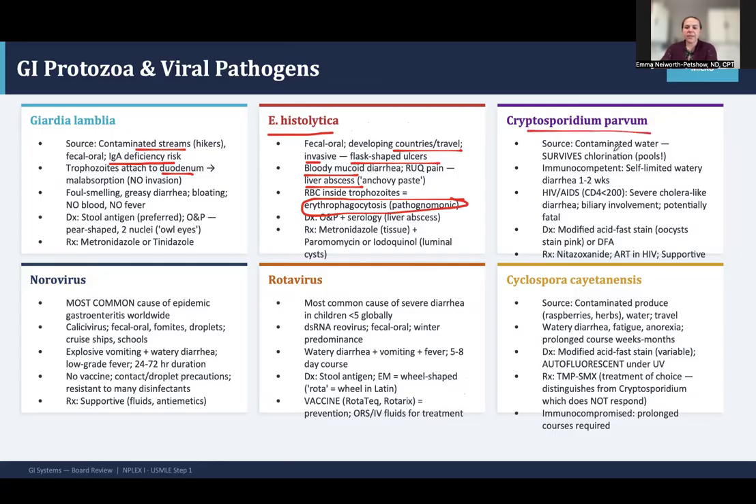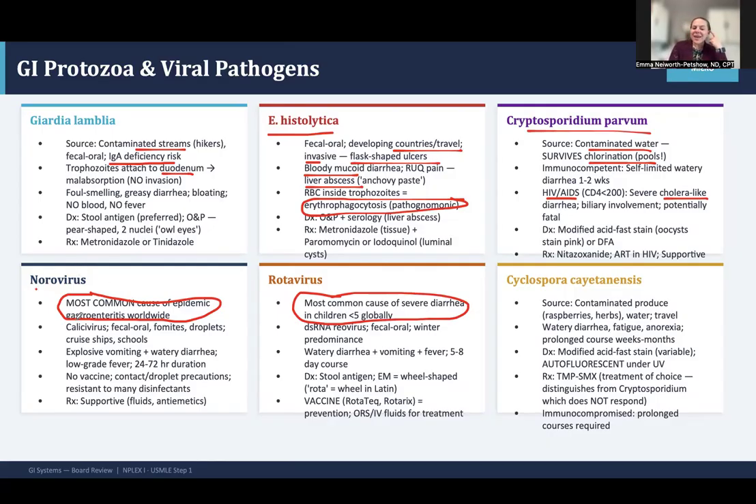Cryptosporidium parvum, contaminated water, as it can survive chlorination. So we see this in pools. Oftentimes in an immunocompetent person, it's just a watery diarrhea. But in a patient who's immunocompromised, like with HIV/AIDS, it can look like a cholera-like illness, and it could be fatal. Norovirus is the most common cause of epidemic gastroenteritis worldwide, versus rotavirus, which is the most common cause of severe diarrhea in children under 5. So, norovirus, think more adult GI; rota, think more kiddo GI.